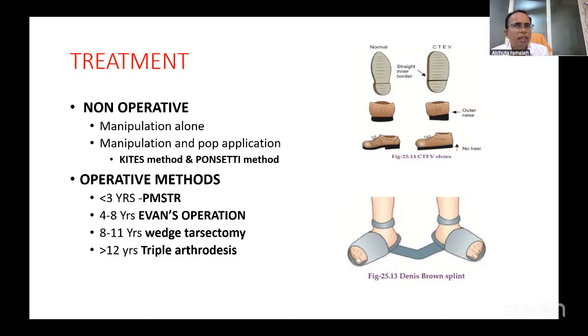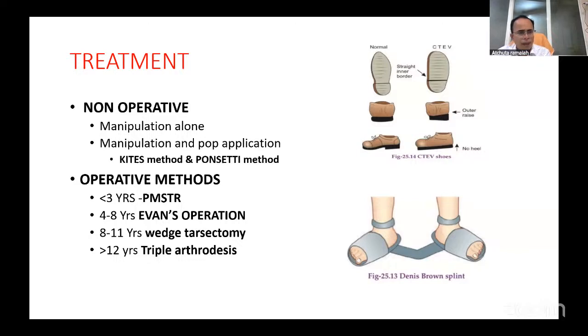So when there is an adduction of the forefoot, we will advise abduction. When there is a varus, we will advise a valgus stress, valgus movement. And when there is an equinus, this combination of forefoot abduction and valgus heel positioning with the dorsiflexion of the forefoot will neutralize the deformities of the foot and ankle. So manipulation and POP application is by the Kite and Ponseti methods.